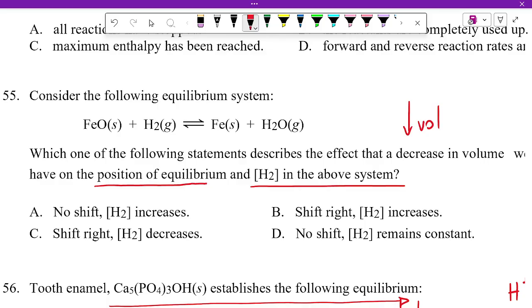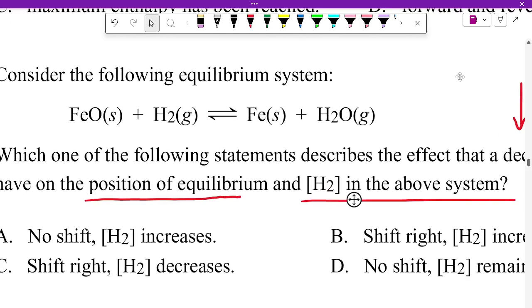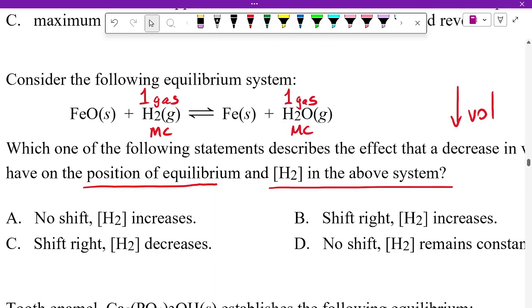Well, when we're dealing with position of the equilibrium and volume change, we have to look at the number of gas molecules. On the left-hand side, we have 1 gas molecule. On the right-hand side, we have 1 gas molecule. That means, will there be a shift? No shift. So we're either dealing with A or we're dealing with B.